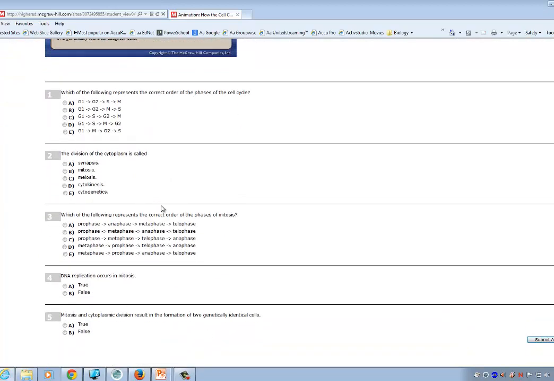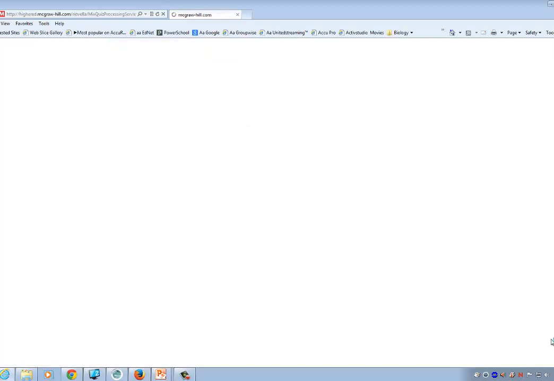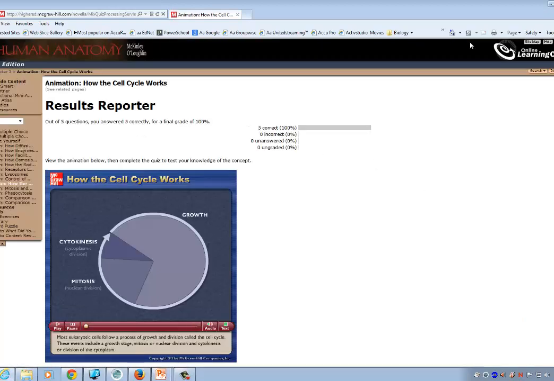And then there are some quizzes down here, like which one represents the correct order of the cell cycle: G1, S, G2, and M. Division of cytoplasm, cytokinesis. Which of the following represents mitosis, PMAT, and then DNA replication. In mitosis, that's false because it's in the S phase and interphase. Mitosis and genetically identical cells, that's got to be true, and you can submit it, and you can see that you got 5 correct. Excellent.